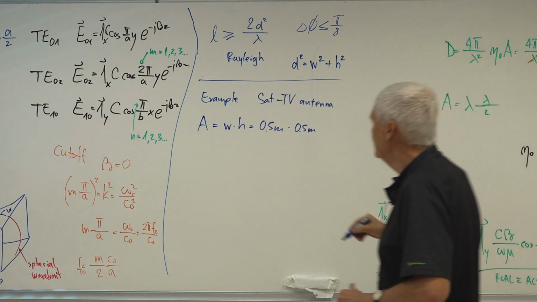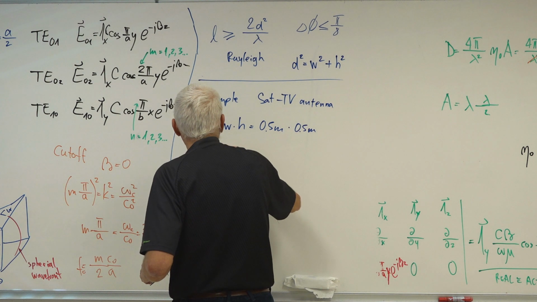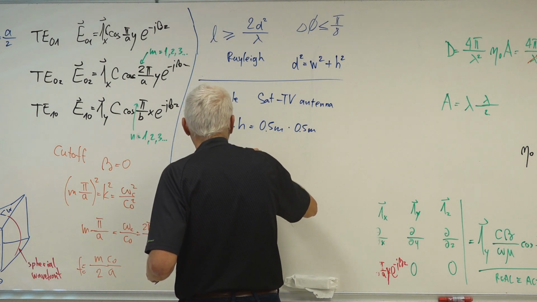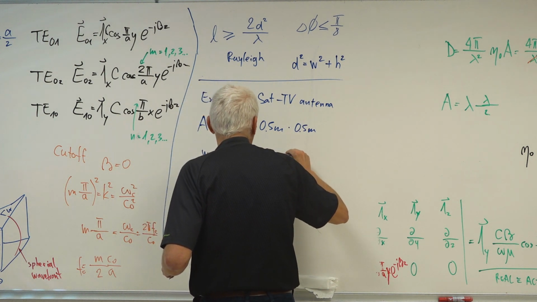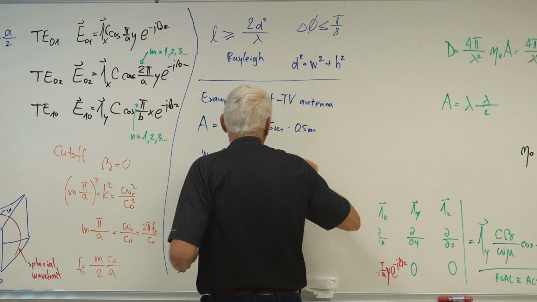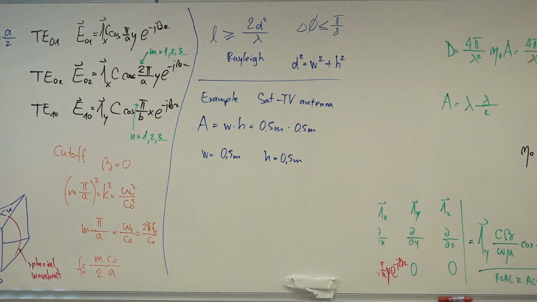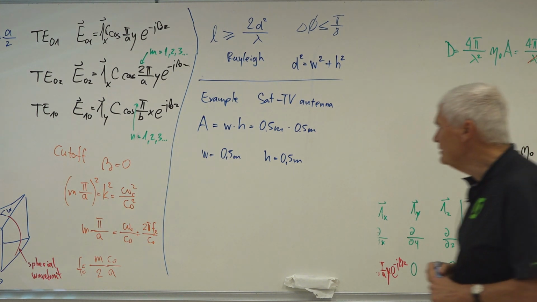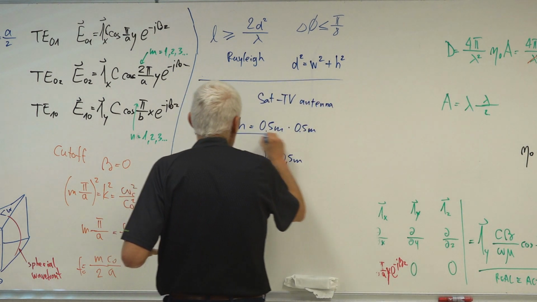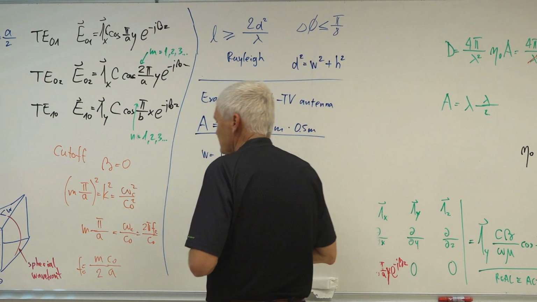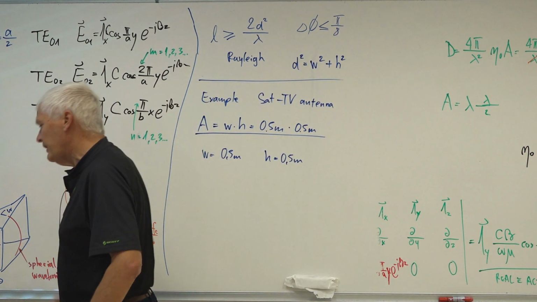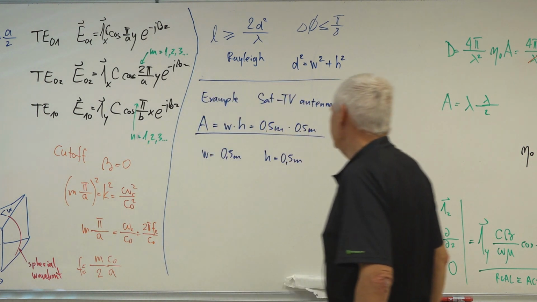So now W is half a meter and H is also half a meter. This approximates the size of a satellite TV dish. What length of a horn do we need if we want to avoid phase errors, to avoid having spherical wavefronts here?